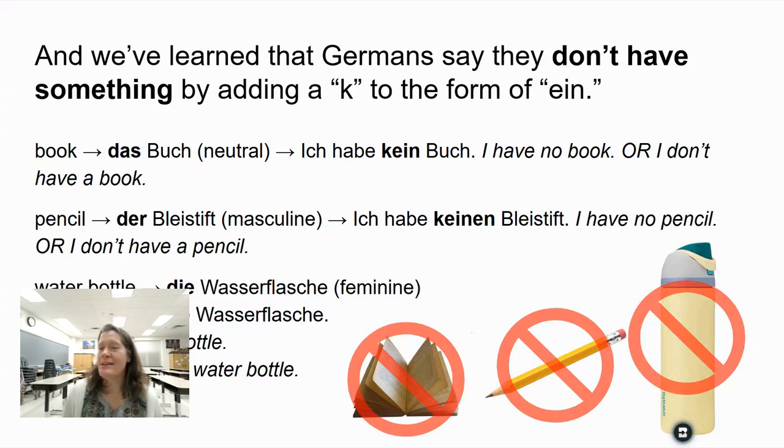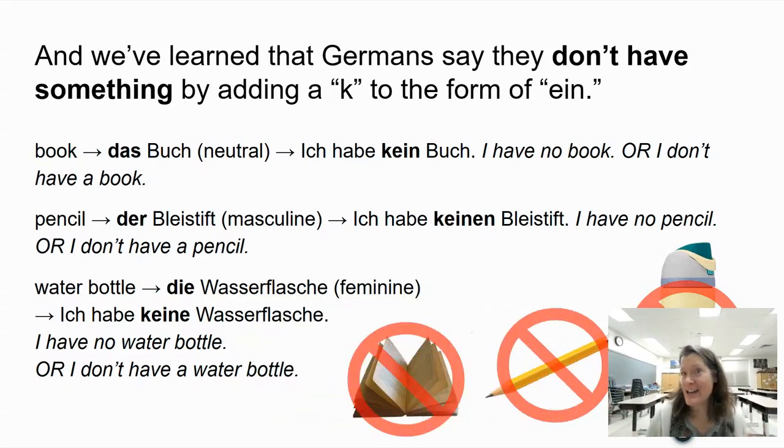All right. And then if we want to say that I don't have something, okay, kein. Ich habe keinen Bleistift, keine Wasserflasche, and kein Buch. They're gone, right? I have no, or I don't have. Okay, I don't have something. You just put that K onto the ein. Kein Buch, keinen Bleistift, keine Wasserflasche.